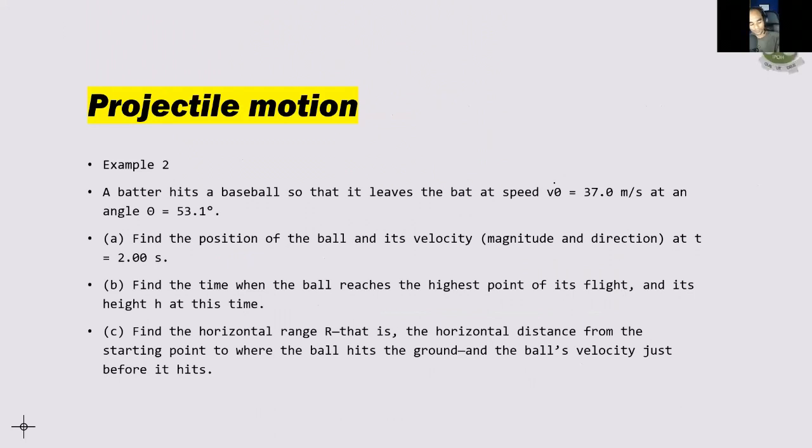Okay, this is the second example. A batter hits a baseball that leaves the bat at a speed of v0 equals 37 meters per second at an angle of 53.1 degrees. A, find the position of the ball and its velocity, magnitude and direction, at t equals 2 seconds. B, find the time when the ball reaches the highest point of its flight and its height at this time. C, find the horizontal range R, the horizontal distance from the starting point to where the ball hits the ground, and the ball's velocity just before it hits. So first, what kind of projectile is this?